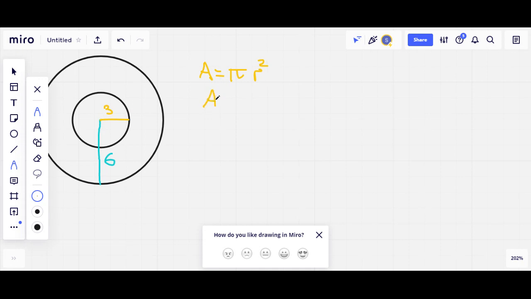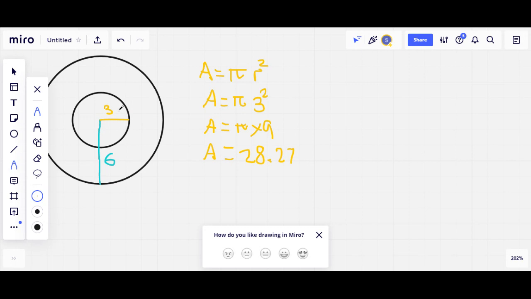So we've got A is equal to pi multiplied by 3 squared. So squared is just 3 times 3, which is 9. So A is equal to pi multiplied by 9, which will give us an area of, so round this to 28.27.